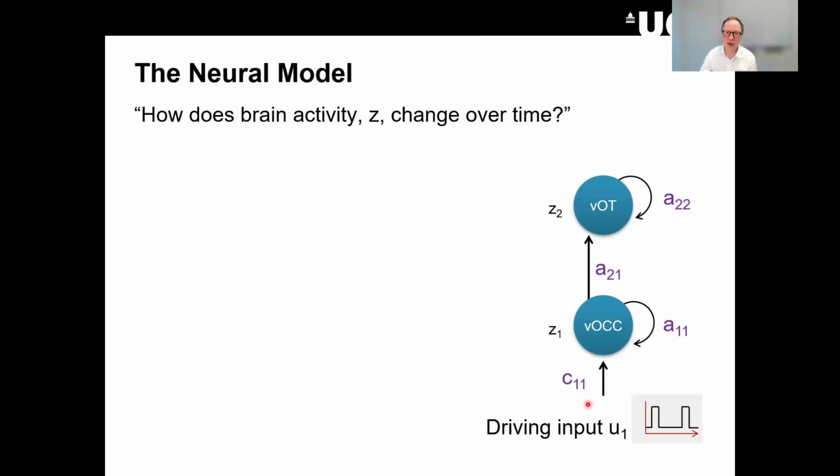So how would we adapt the model we just saw to capture this relationship? Well, the formula for occipital cortex is exactly the same as you saw before. That's what we've already introduced. The self-decay multiplied by the current level of activity plus the driving input.